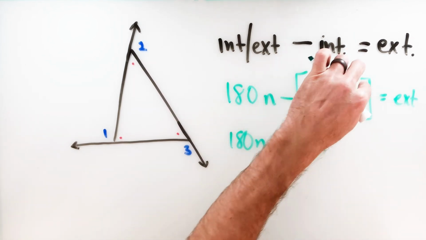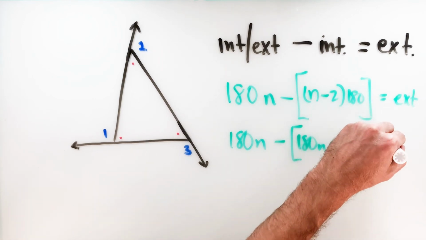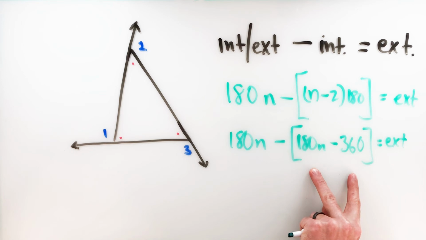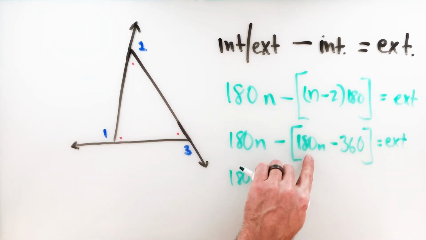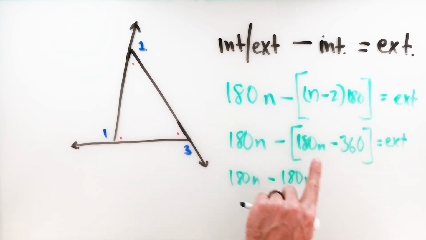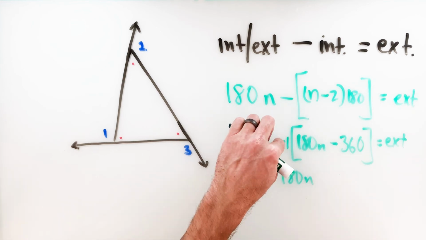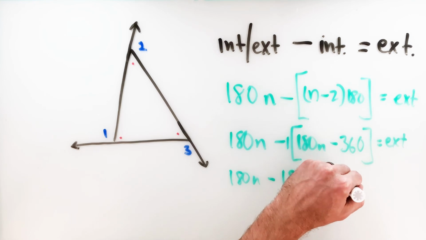And then 2 times 180, that's 360. So minus 360 equals the exterior. Okay, I'm going to distribute this negative sign into my brackets, which gives me 180n minus negative 180n, and then negative 360. You can also think of this as negative 1 being distributed. Negative 1 times negative 360 is a positive 360.